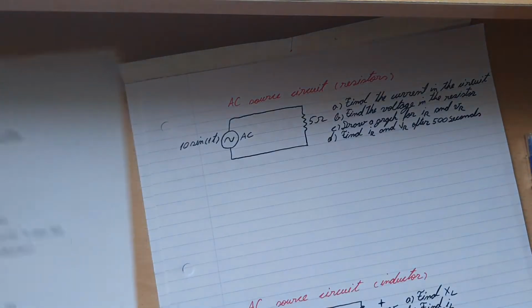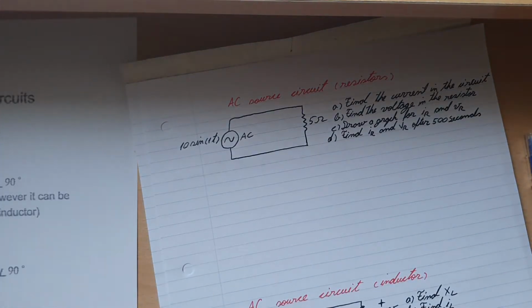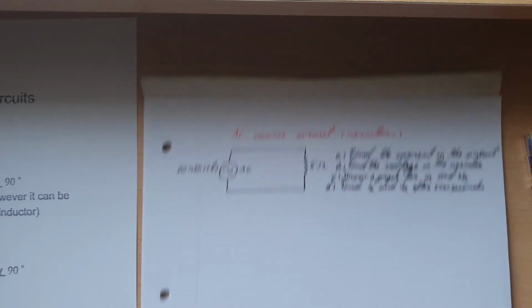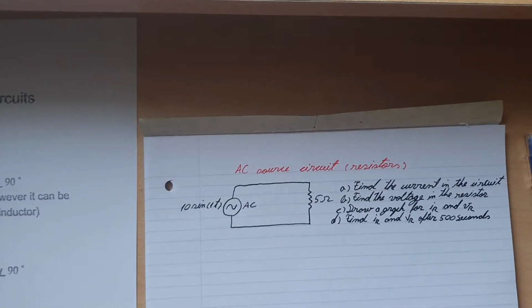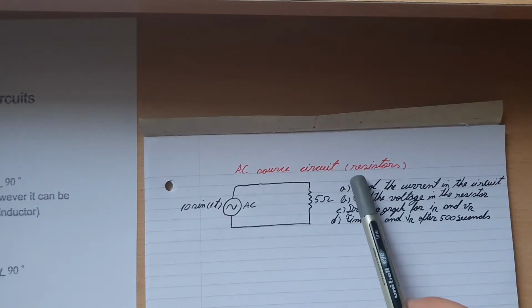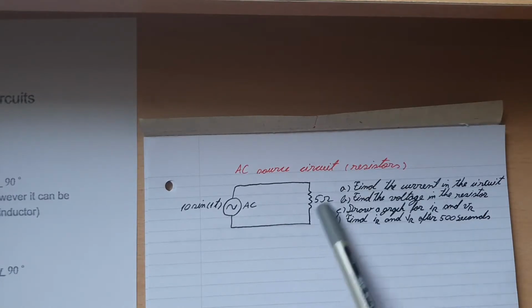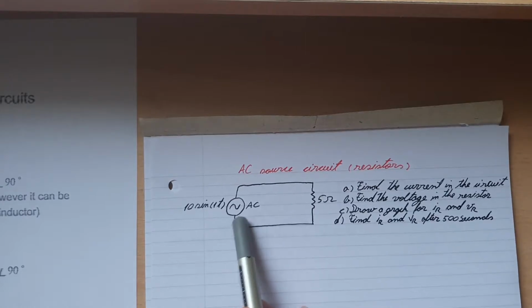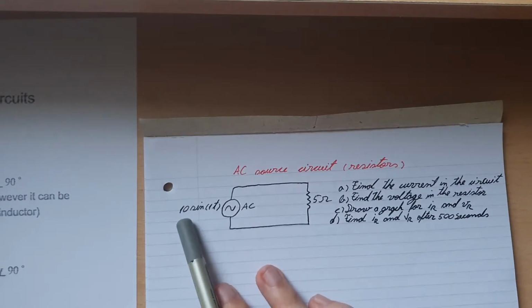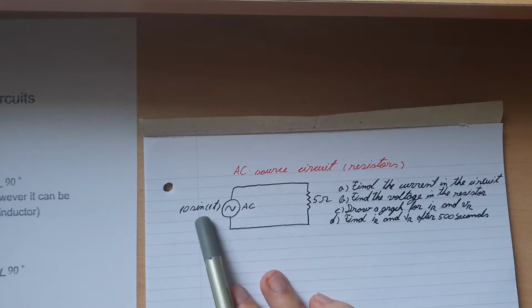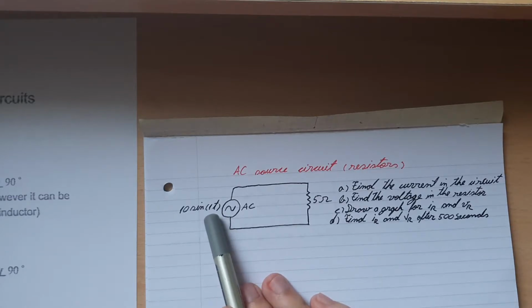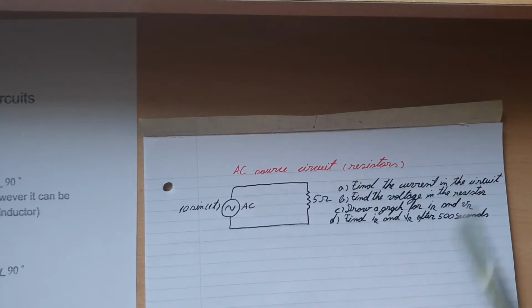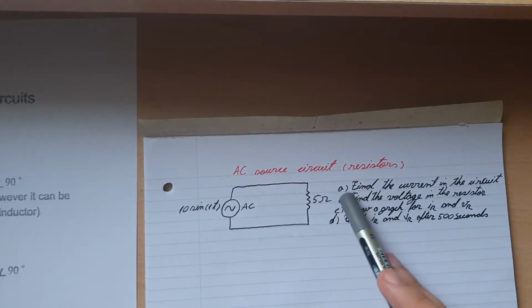Let's start as usual with something very easy and very basic, which will be this one here. An AC source circuit that uses resistors. Well, basically it's a resistor, there's no S at the end of it, but whatever. And this AC, the alternating current, has a peak voltage of 10 volts at a sine of the angular velocity 1 multiplied by the time. Okay, so let's start with A.